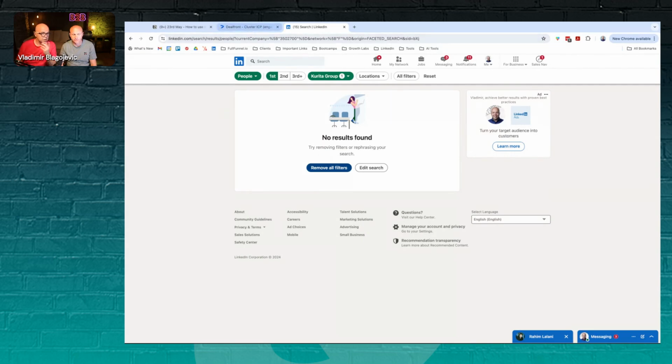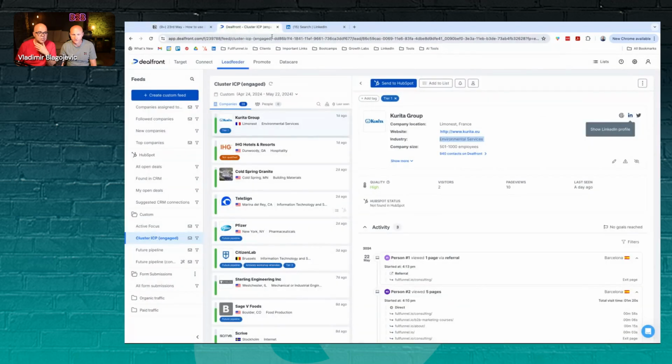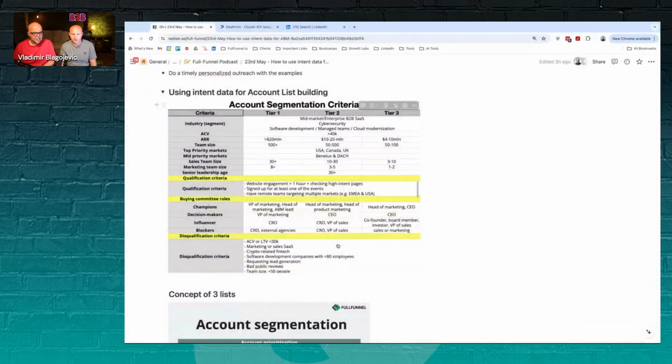In other words, let's go back to our account ICP. What we want to see is whether they match our buying committee. Correct. So this is how we would evaluate, for example, this company. Maybe if you assume what we were sharing, right? Oh, just a second, why do we have an issue with Notion. Okay, here we go.